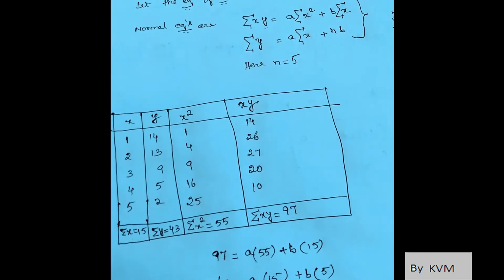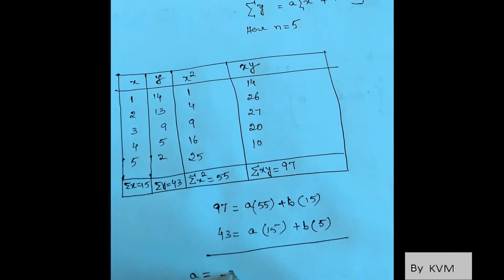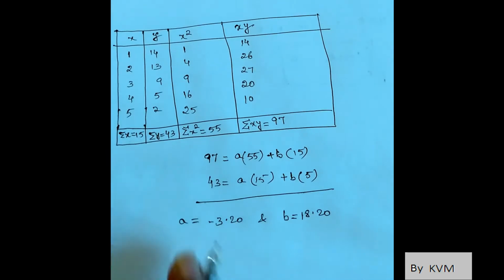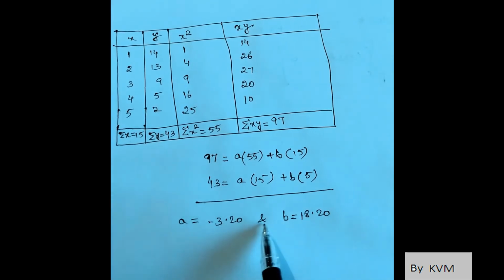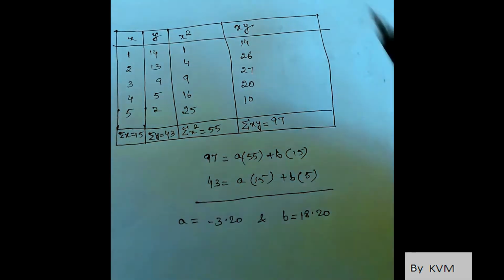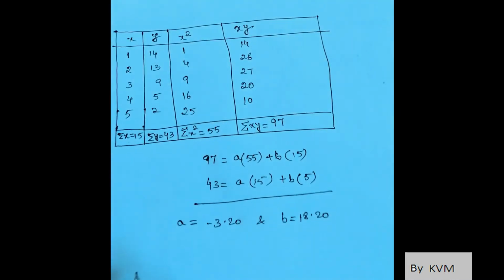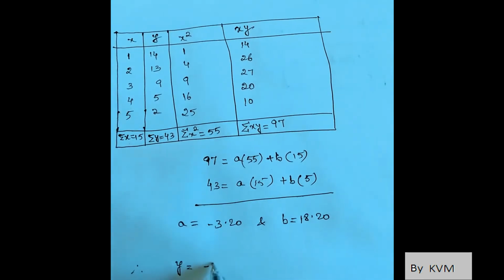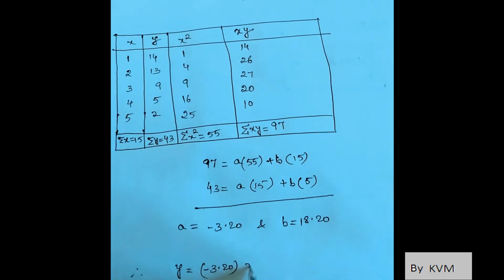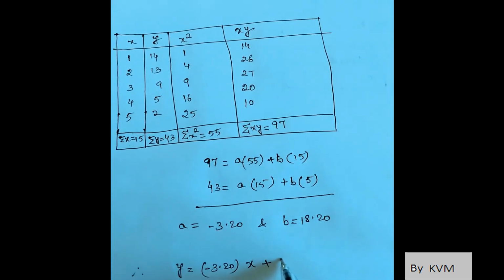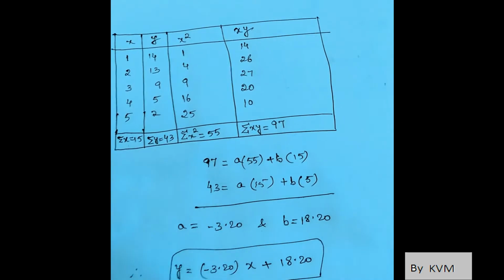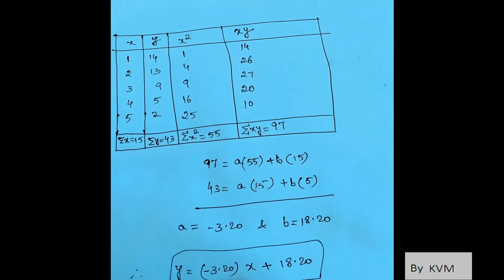a is minus 3.20 and b is 18.20. So you can use the calculator to find the values of a and b. So after finding the values of a and b, substitute both the constants in the equation of a straight line. Therefore, y equals a, which is minus 3.20, into x plus b, that is 18.20. So this is the equation of a straight line which passes through the maximum number of points for the given data.